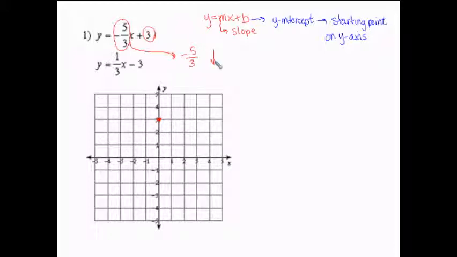So I'm going to go down 5 and then over 3 from my starting point. So from here I go down 1, 2, 3, 4, 5, and then over 1, 2, 3. This is where I put my next point. Once I have 2 points, I can create my line.